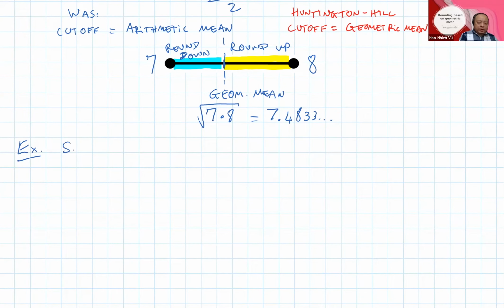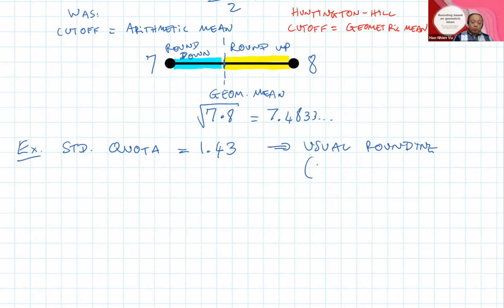Suppose that our standard quota comes out to be 1.43. So the usual rounding, and that would be what Webster's apportionment uses, would bring this number down because 1.43 is less than the arithmetic mean of 1.5. So it gets rounded down to 1.